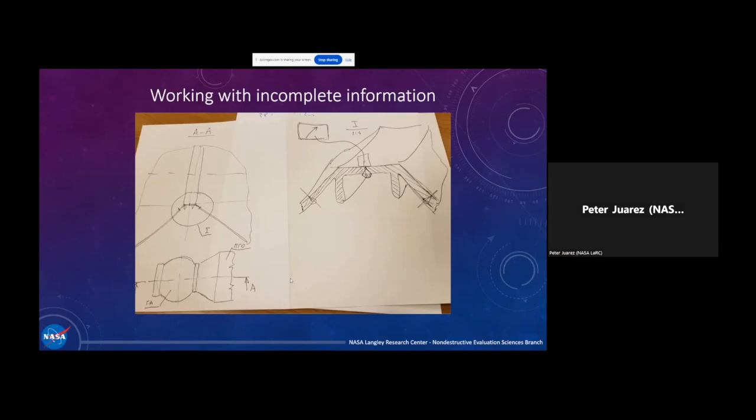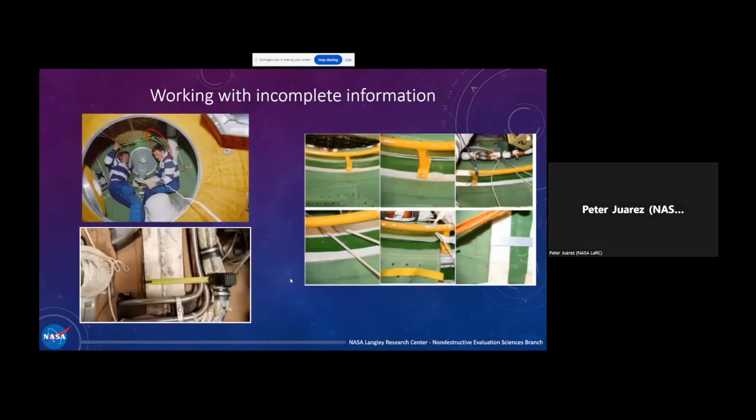A couple more things that we were given. We were given some pictures of what the structure looked like and the inspection area. And then we also went and found images of our own of the inspection area to make sure that the inspection equipment could even fit there in the first place. And so the inspection area is right there in the red circle, and these are close-up images of it.